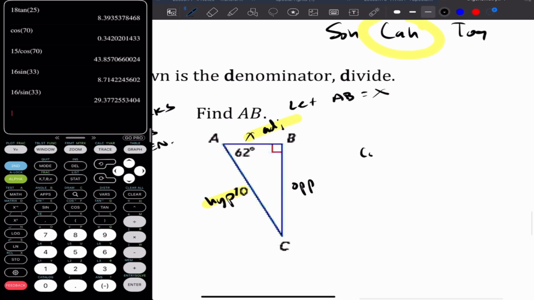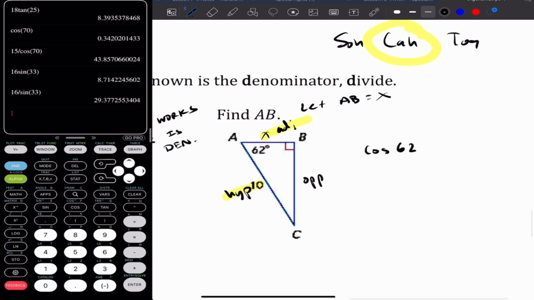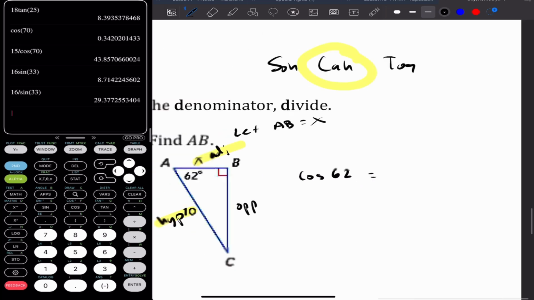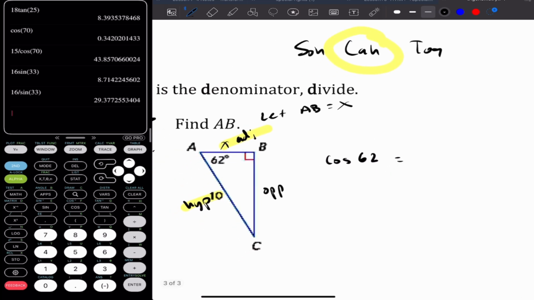So CAH means cosine of your angle of reference is equal to, and you can put the parentheses or you don't have to put the parentheses. It's just however you're feeling. If you're writing cosine of 62, you can, or don't have to, put the parentheses. That's what I'm trying to say. So cosine of 62 is equal to, what are we dealing with? Adjacent over hypotenuse. So x over 10, not 10 over x.